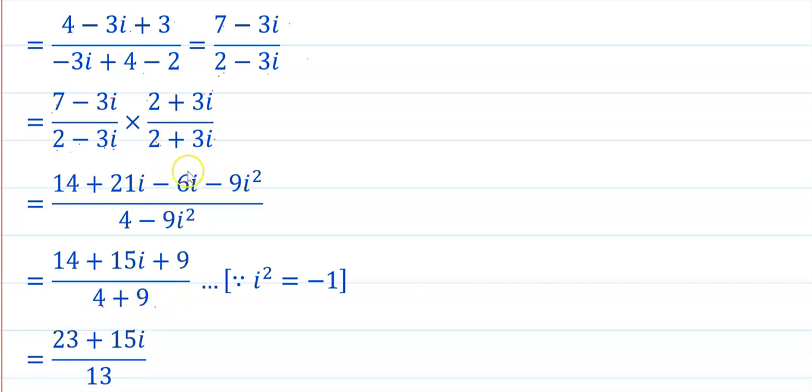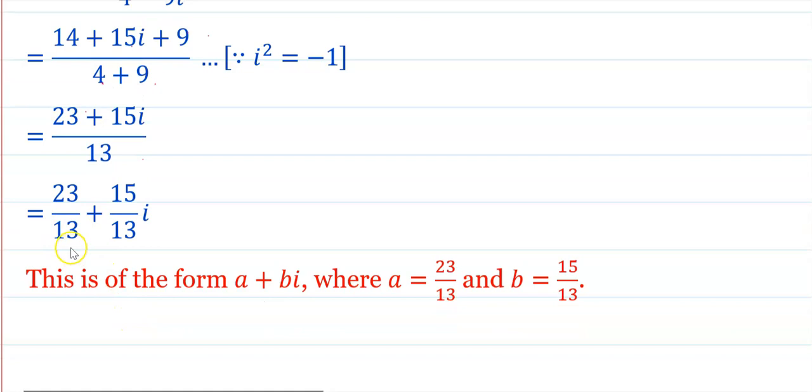What about the numerator? 7 into 2, 14. 7 into 3I, 21I. Minus 3I into 2, minus 6I. Minus 3I into plus 3I, minus 9I square. I square is minus 1. Minus 9 into minus 1, here is a 9. Next, 21I minus 6I, you are getting 15I. 14 plus 9, 23 plus 15I. 4 plus 9, 13. Split this up: 23 upon 13 plus 15 upon 13I. Again, this is of the form a plus bi, where a is equal to 23 upon 13, b is equal to 15 upon 13, and in this way.